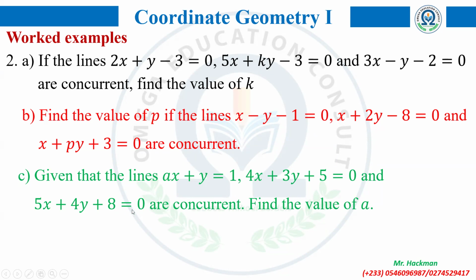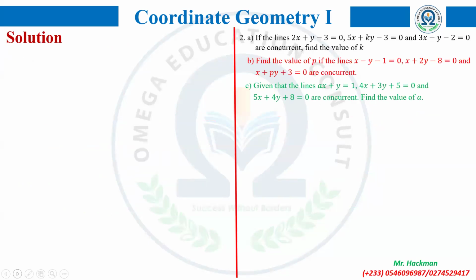Okay, once this is in green, you know what I'm talking about. So quickly, let's look at 2A, and take note, I'm going to give you advice. Here you know that the lines are concurrent, meaning they will have a common point of intersection. Any pair that you take, the point of intersection of the lines will be the same. Is my point well made?